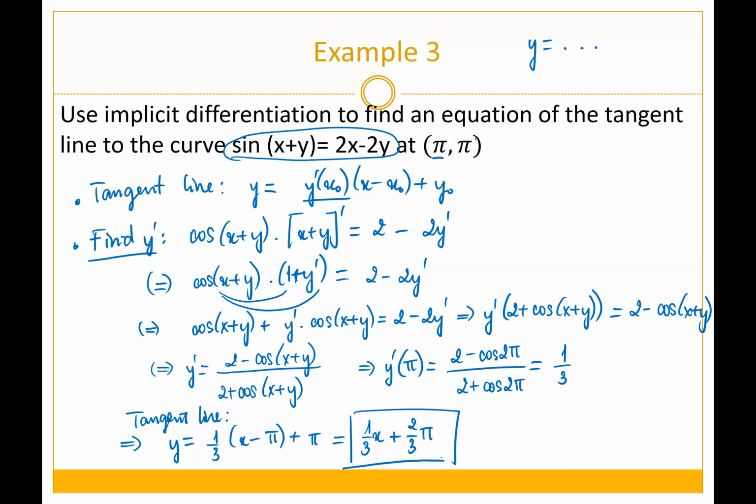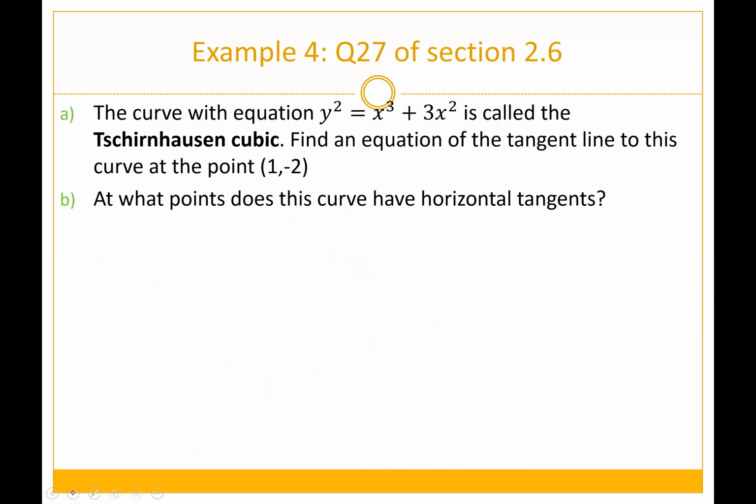Basically the hardest step is using implicit differentiation to find these, but it shouldn't be too hard, considering you already looked at the lecture notes and understand at least 60% of implicit differentiation. So that is example 3. I went a little bit too fast here because it's kind of simple, but let's see what's going on in example 4. Example 4 is question 27 of your book, and it's given this curve.